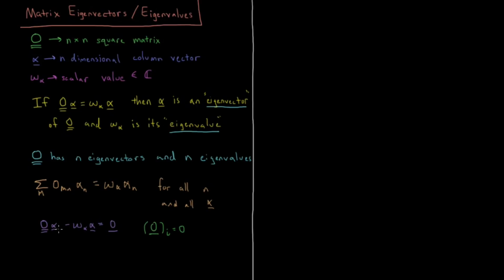Now we can also factor this out using some clever factoring. We can say that O minus omega times an identity matrix of that size, times alpha, gives us the zero vector. You can convince yourself that if O alpha minus omega alpha alpha equals a zero vector, then this is true as well, if the identity matrix has the same size as the O matrix.